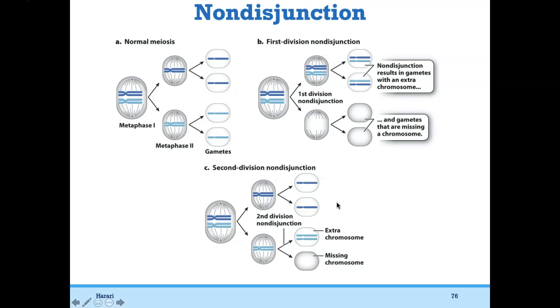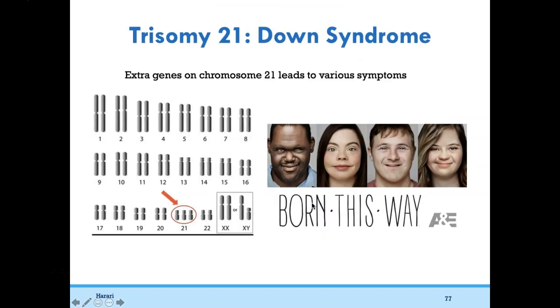Right, this is what we want. We just wanted these. So trisomy 21 is when you have an extra copy of the 21st chromosome. And this is the most common autosomal trisomy seen in humans. So I'm sure we've all heard of Down syndrome before.